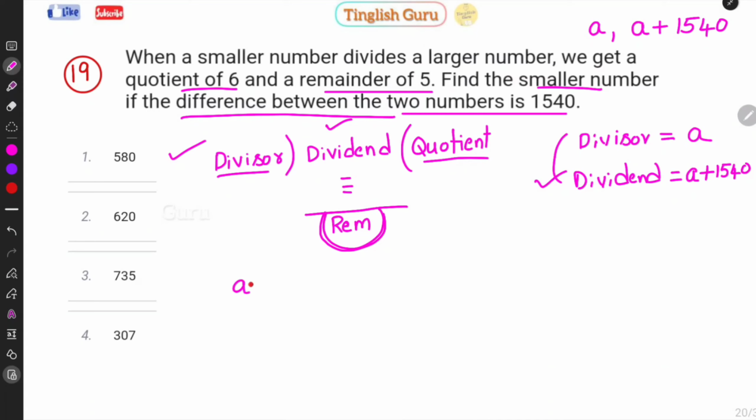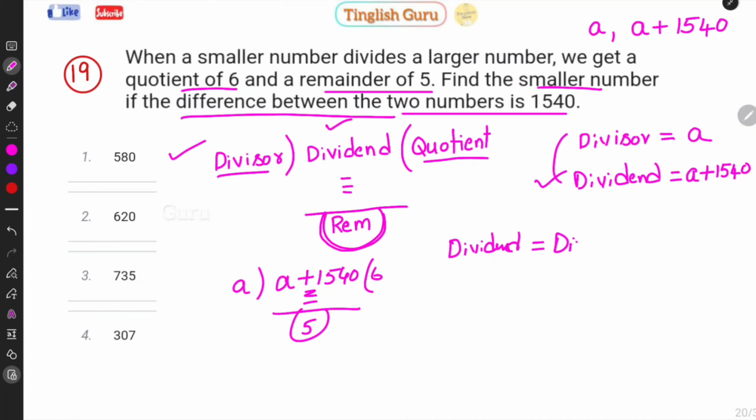So a, and the dividend will be a plus 1540, and the coefficient is 6 and the remainder is 5. So what is the structure here? Dividend is equal to divisor into coefficient plus remainder.